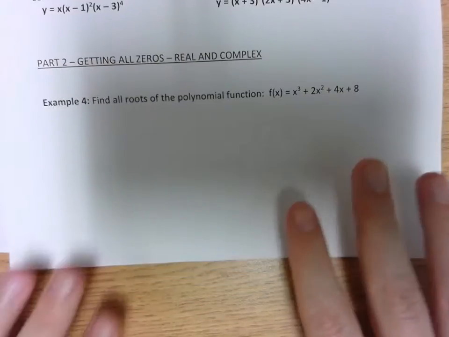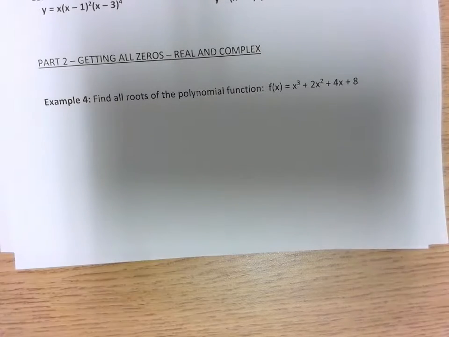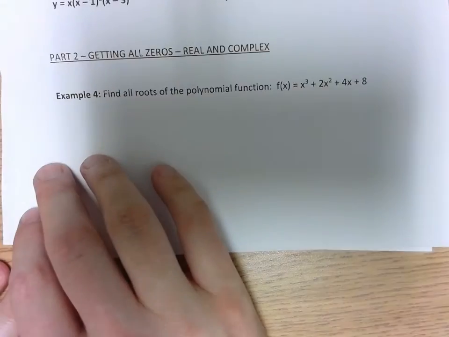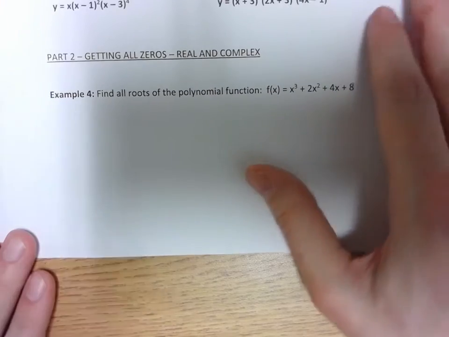Okay, so we're going to start getting all the zeros of a polynomial function. And pardon me if I sound a little bit rushed. This is my second take of this video because the first one didn't work. So it's probably not going to be as good, but we're going to just go with it anyway.